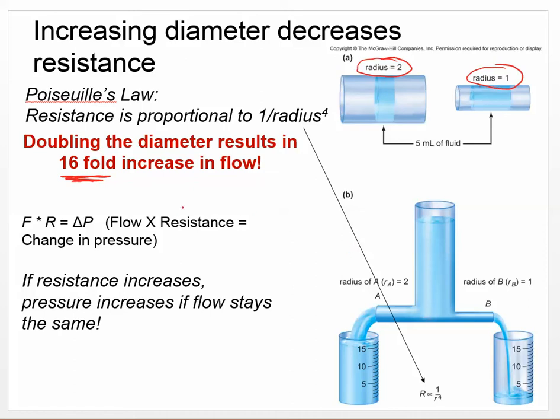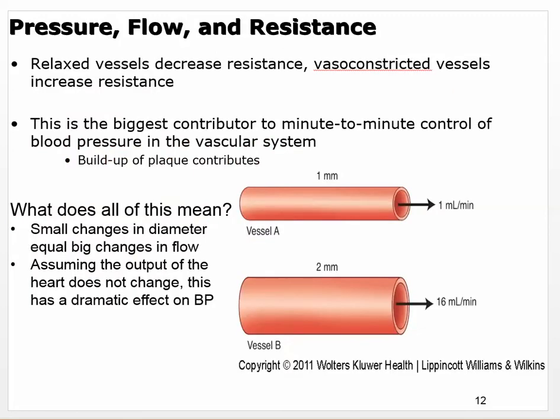Okay, so we bring all this together here in this calculation, and it says flow times resistance equals a change in pressure. Okay, so this is where we get it. This is why we say that if we vasodilate, our pressure drops, and it's because our resistance drops. If we have less resistance, then this number is going to be lower. Flow times resistance: we decrease that resistance, our change in pressure, we're going to have a lower pressure. So if resistance increases, pressure increases, as long as your blood flow stays the same based on that calculation.